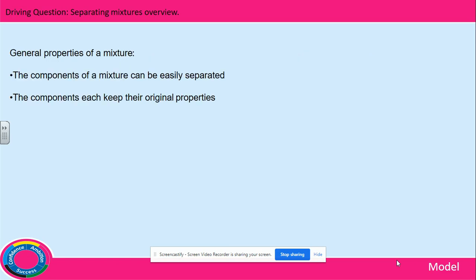Now, there are two simple properties that I want you to remember as it pertains to mixtures. One, the components or different parts of a mixture can be easily separated. Two, the components keep their original properties. Again, the components or parts of a mixture can be easily separated. We do not require a scientific method to separate the mixtures. Secondly, the components each keep their original properties. Remember, sodium chloride is a compound. They will lose their unique individual properties because they have bonded with each other. But in a mixture, they are not bonded to each other, so they keep their original properties.